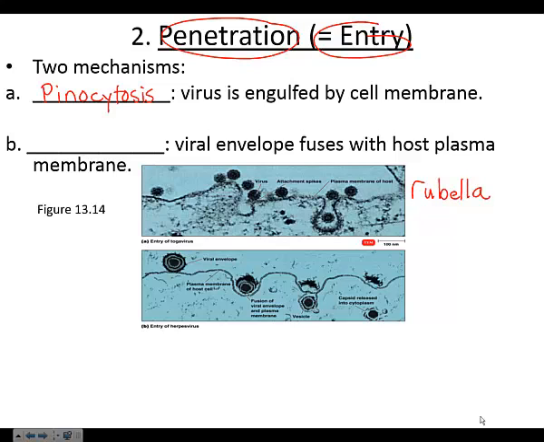The second mechanism is fusion, in which the viral envelope fuses with the host cell plasma membrane, releasing the viral particle inside the cell. The chickenpox virus enters cells in this mechanism.